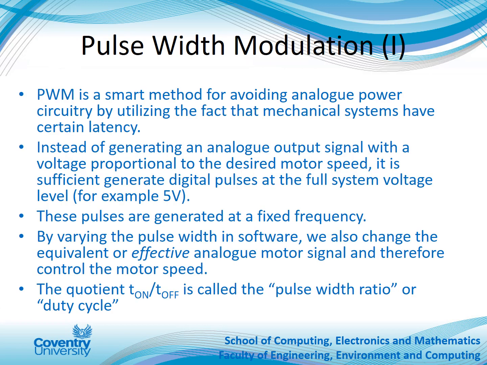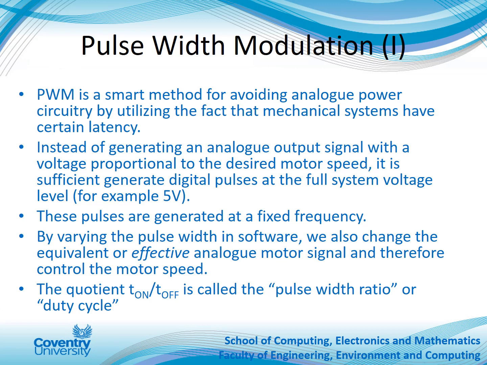However, the most common method we use is pulse width modulation, or PWM for short. This is a smart method for avoiding analog power circuitry by utilizing the fact that mechanical systems have a certain latency in them. Instead of generating an analog output signal with a voltage proportional to a desired motor speed, you can generate a series of digital pulses at the full system level voltage, for example 5 volts, generated at a fixed frequency, 20 kilohertz for example, so they're beyond the human hearing range.